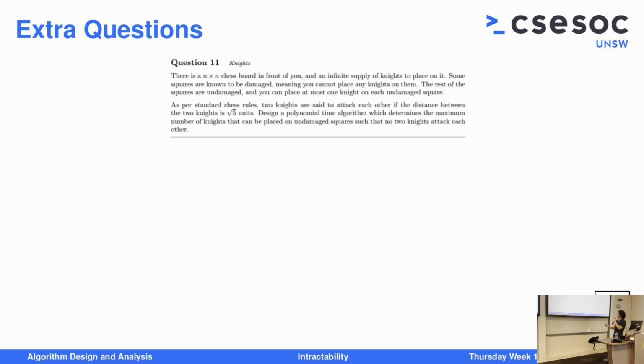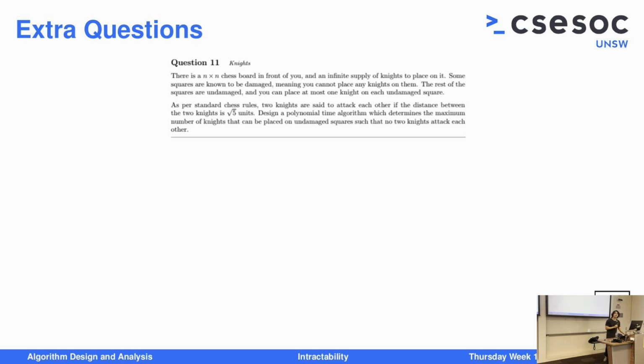This question, take a read. It's not as obvious. It says design a polynomial-time algorithm which determines the maximum number of knights that can be placed on undamaged squares such that no 2 knights attack each other. Is it surprising that this is a flow question? You guys think? It is to me, it's pretty unintuitive.